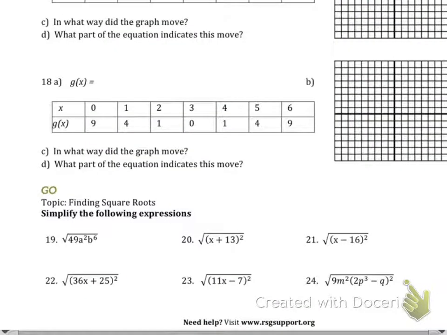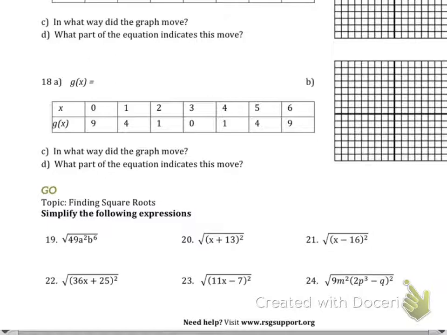For the go portion, the first two should be very familiar. These are actually pulled straight, the blue sheet pulled them straight from the practice problems here. So I'm not going to do those two, but I will talk about number 21 and a couple others.